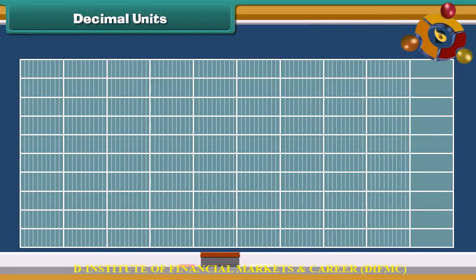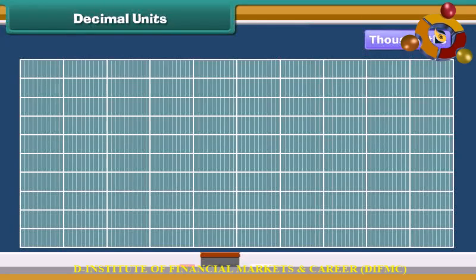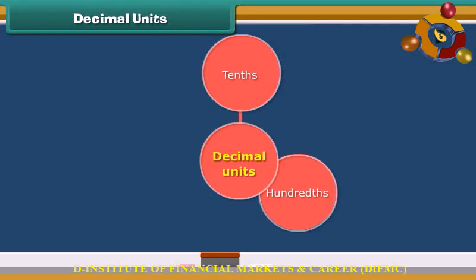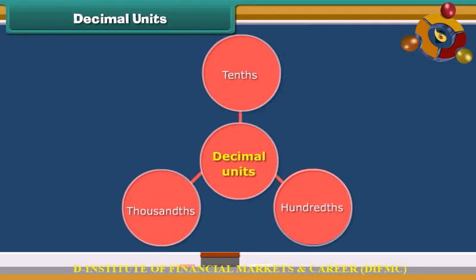1, that is hundredths. Dividing those rectangles into 10 smaller rectangles, we have 10 times hundredths or thousandths parts of 1, that is thousandths. So, the fractions tenths, hundredths, thousandths are called decimal units.